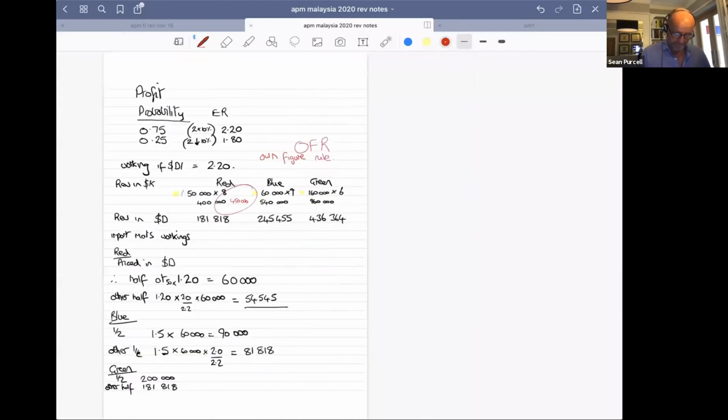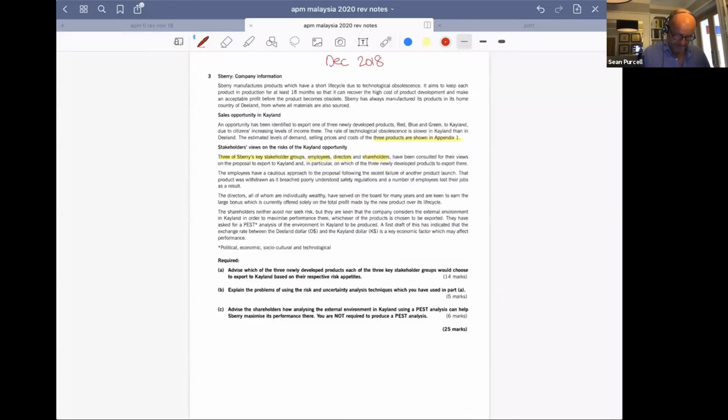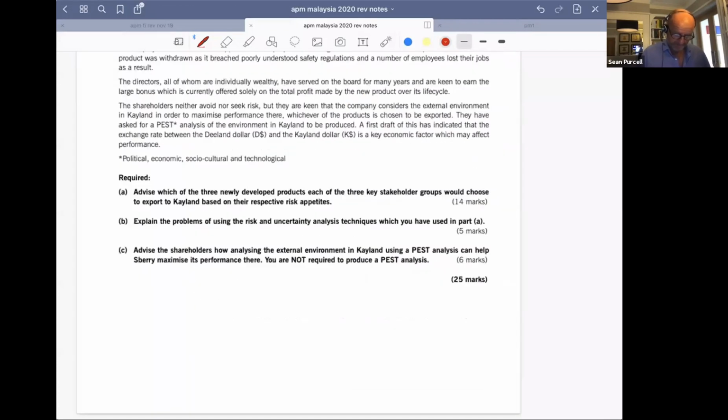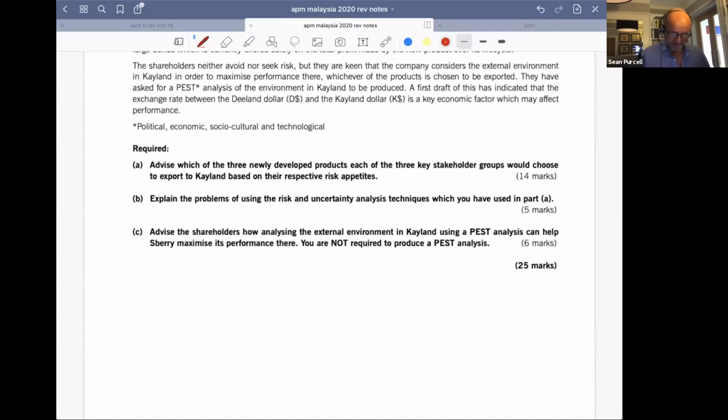Now, here's the one which required careful reading. Part C said, advise how shareholders analyzing the external environment using a PEST can help maximize. So it's not do a PEST. How can PEST help? What is PEST? It even said you're not required to produce a PEST, but at that stage, students had turned off and did a PEST analysis.